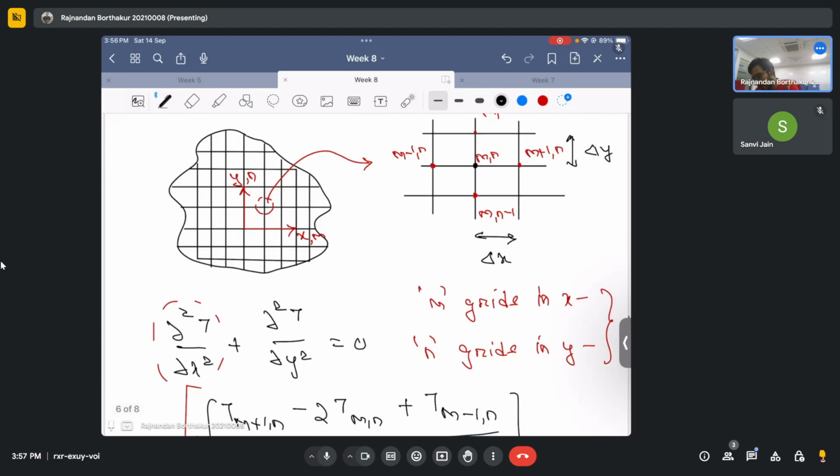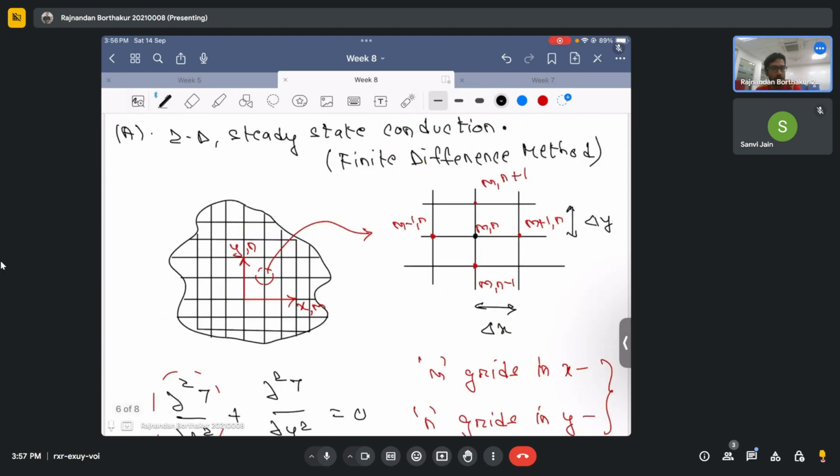Typically, there are many other numerical methods. For instance, there is a method known as the finite volume method, where you don't define grid points, you define something known as cells. In the finite volume method, instead of writing the equation at grid points, you write the equation at cell centers, just like this. In heat transfer, the finite difference method also works well.